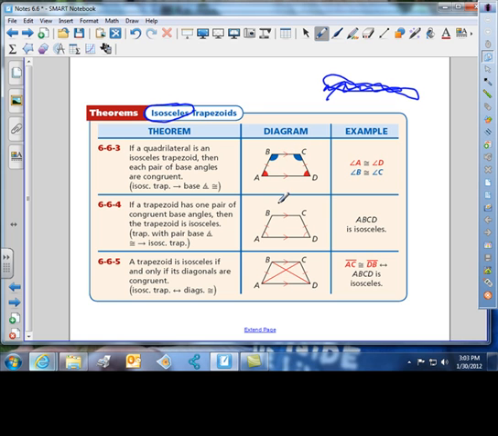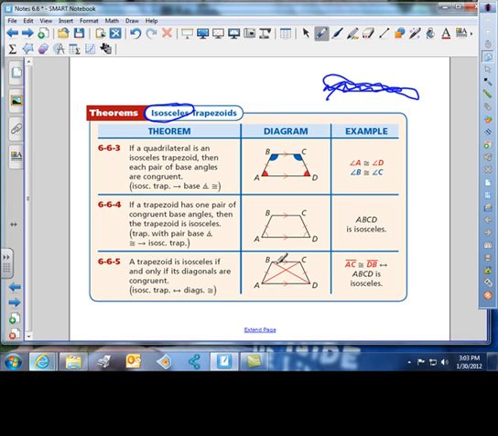If we have a trapezoid with one pair of congruent base angles, then the trapezoid is isosceles. Alright, so here we know that these are parallel, so that's a trapezoid. So this one pair of base angles is congruent. Therefore, this is an isosceles trapezoid. Also, a trapezoid is isosceles if and only if the diagonals are congruent.